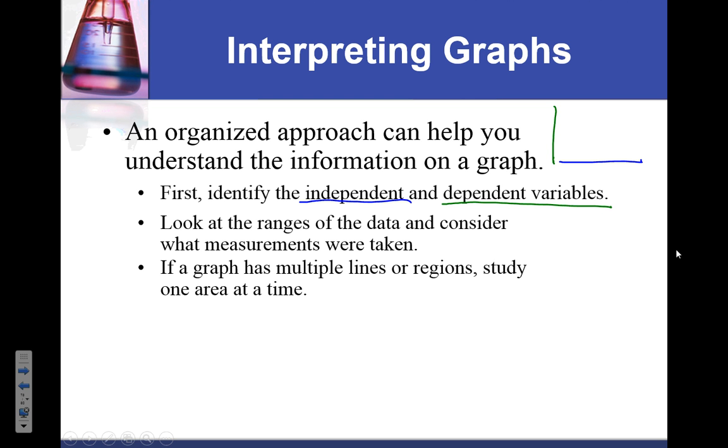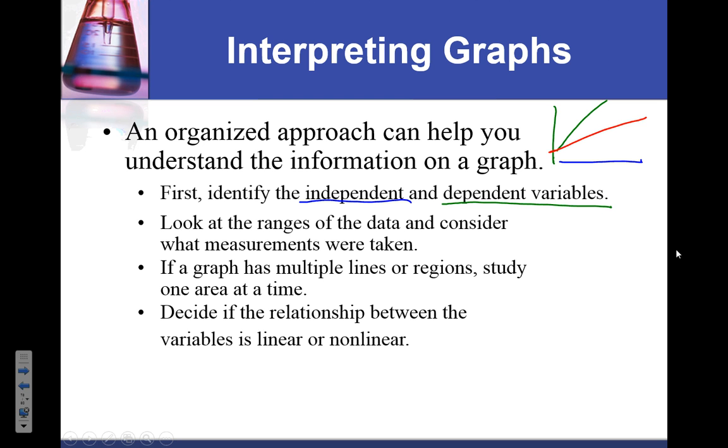Now, if a graph has multiple lines or regions, we really study one at a time. So let's say we're looking at a relationship between several things, and that was one set of data, and that was one set of data. We don't combine the two. We look at them separately and treat them separately.